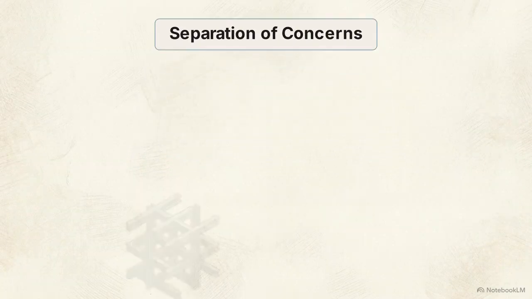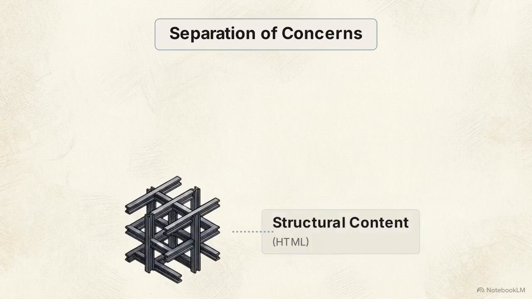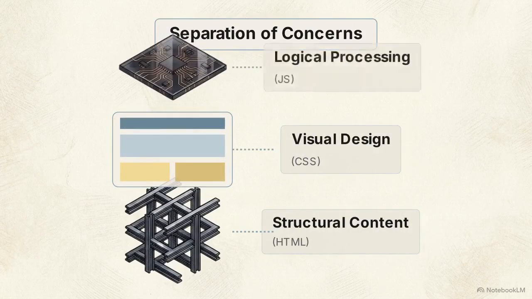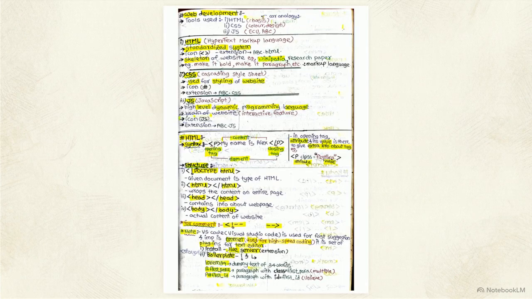Modern web architecture enforces a strict separation of concerns. Developers divide applications into three distinct layers: structural content, visual design, and logical processing. If we think of a web page like an automobile, HTML, hypertext markup language, forms the chassis and structural frame. CSS, cascading style sheets, provides the paint and interior design. JavaScript serves as the engine and electronic control unit, driving the interactive features.